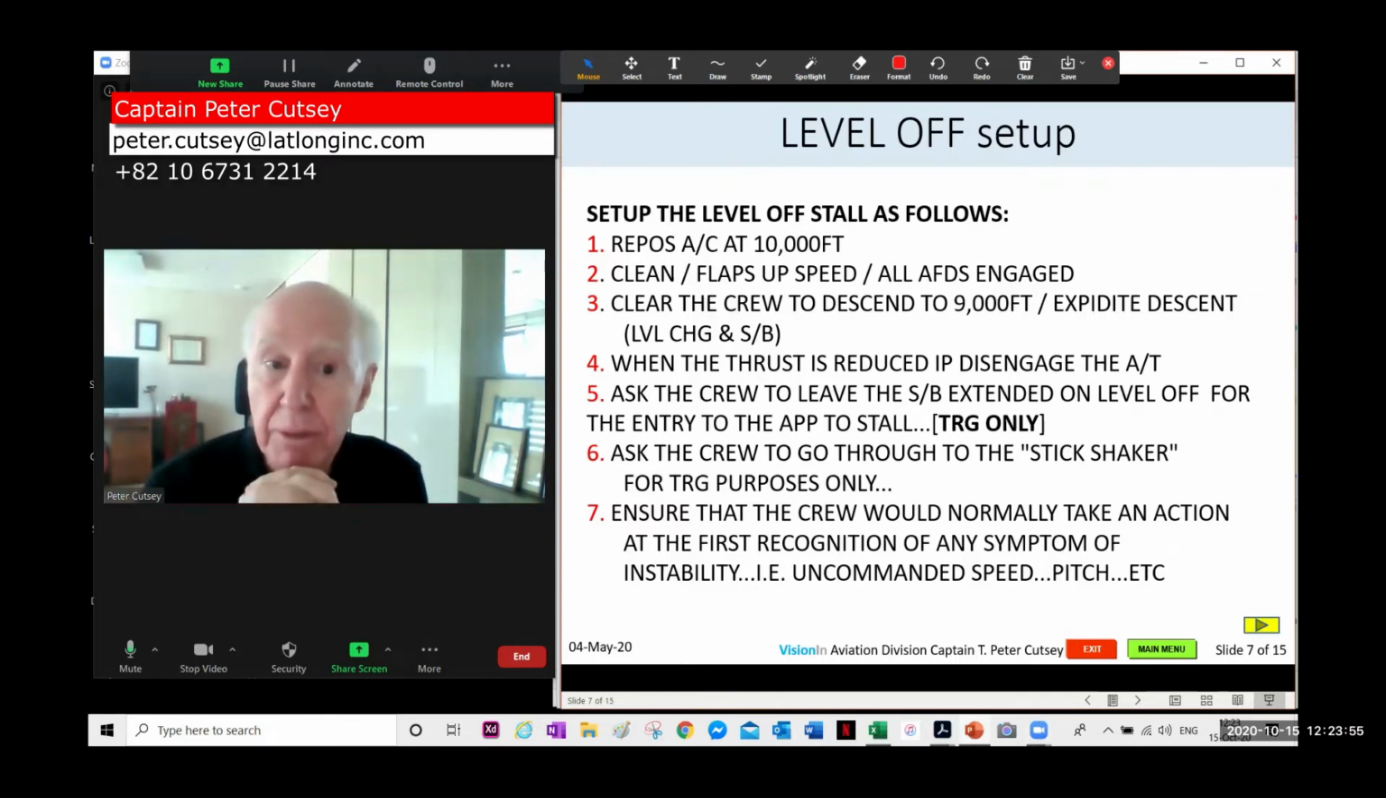Clean, flaps up speed, all AFDS engaged. Clear the crew to descend to 9,000 feet with the clearance to expedite descent, which will trigger them to use level change and speed brakes. When the thrust is reduced, you, as the instructor, will disengage the auto throttle. Ask the crew to leave the speed brakes extended on level off for the entry to the approach to stall.